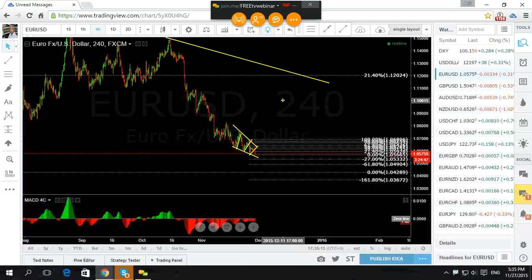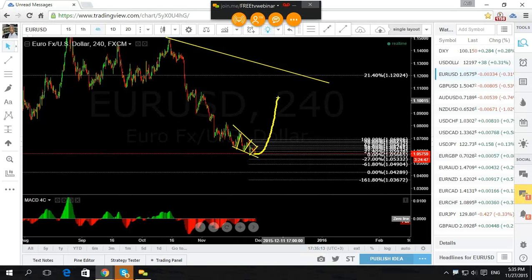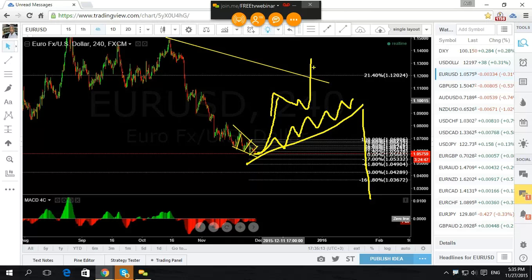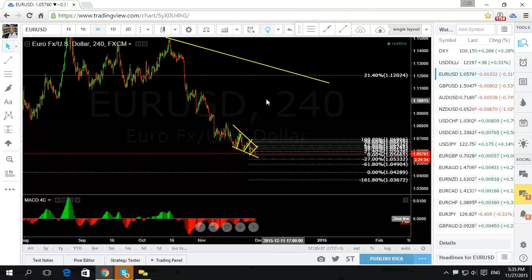Is it going to go pretty sharp or is it going to go like this? Because if it goes like this, I'm a seller from here. If it goes like this and pulls back, I'm a buyer. It pulls back, I'm a buyer. So it all depends on how this structure develops.